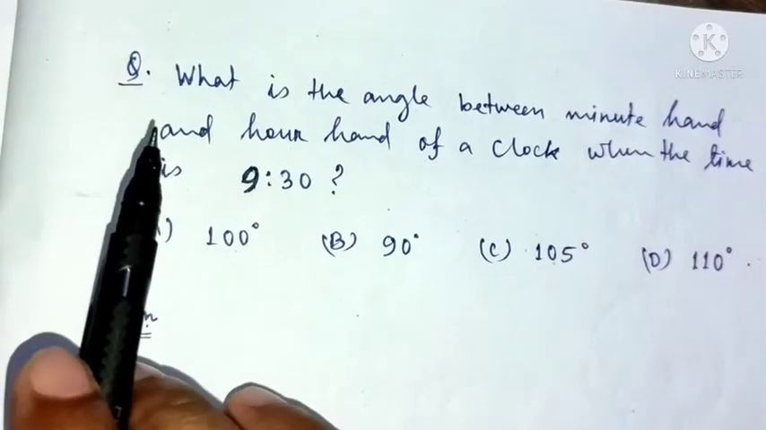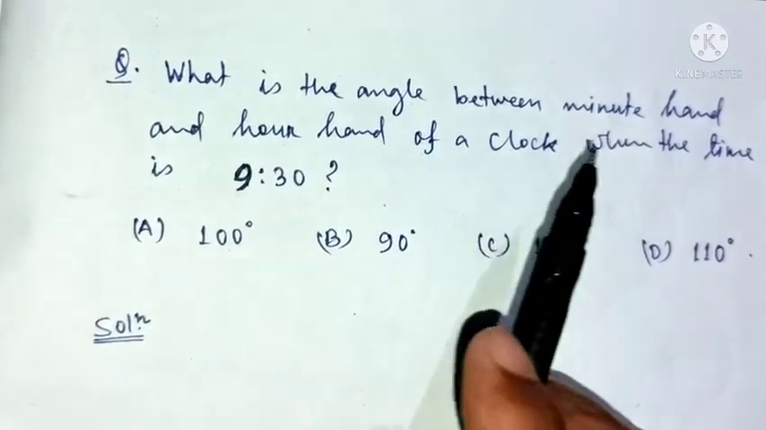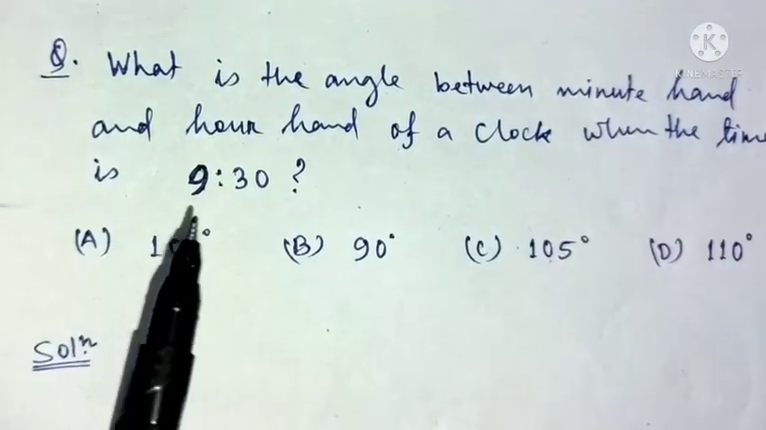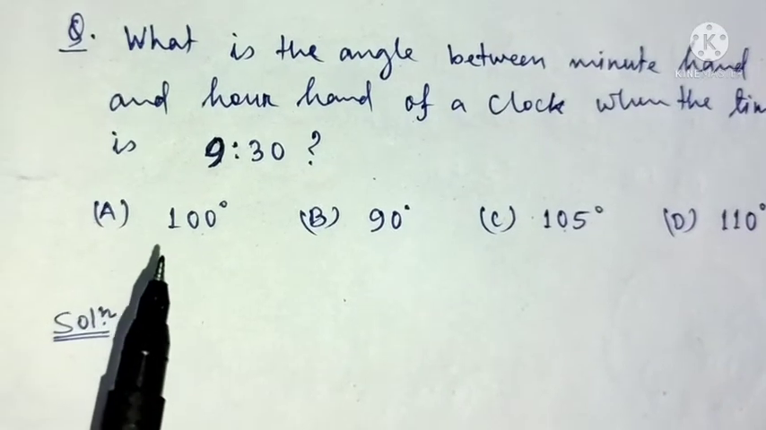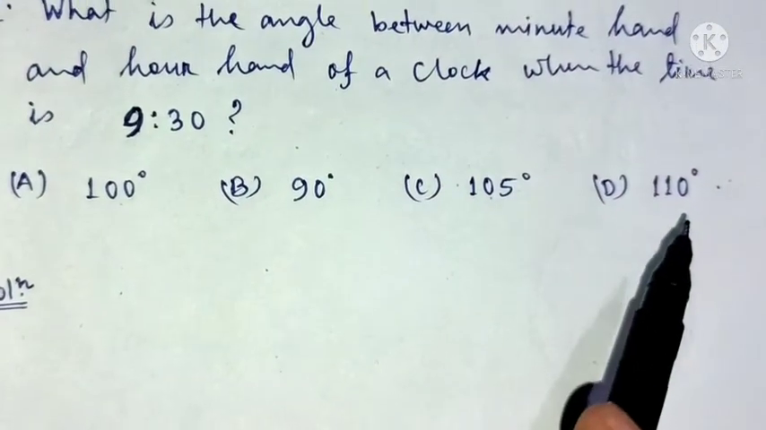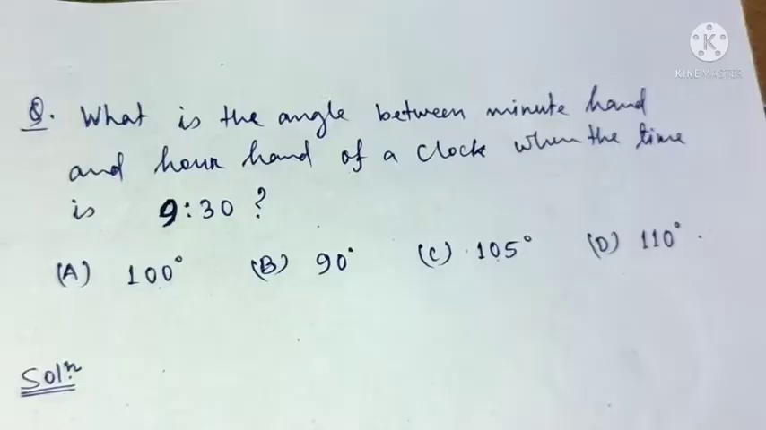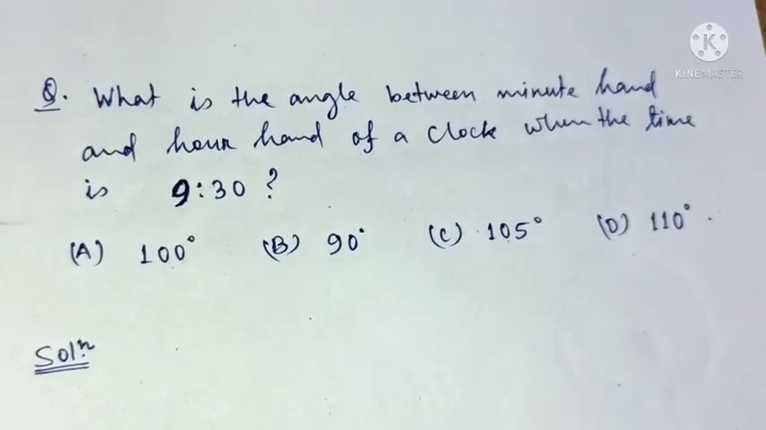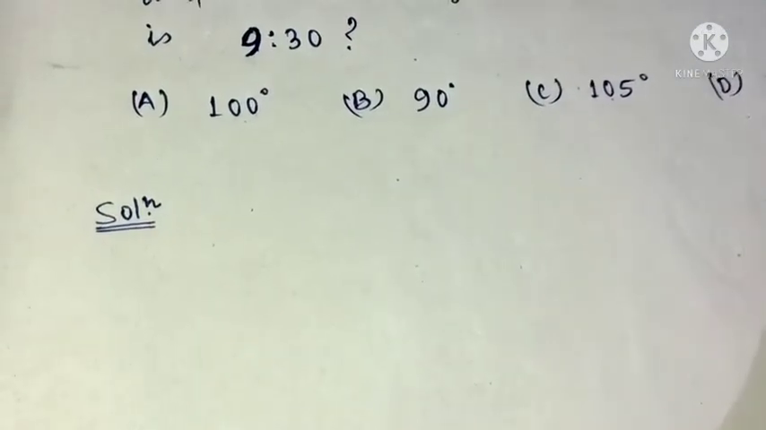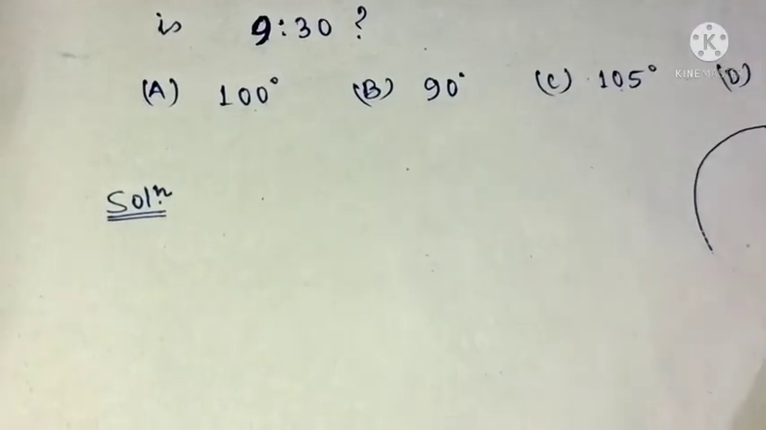Okay. Now let us take another question. What is the angle between minute hand and hour hand of a clock when the time is 9:30? So options are given: 100 degree, 90 degree, 105 degree and 110 degree. So which will be the correct one? That we should find out. So if you see here, as like the earlier one, I am drawing a figure here of a clock.